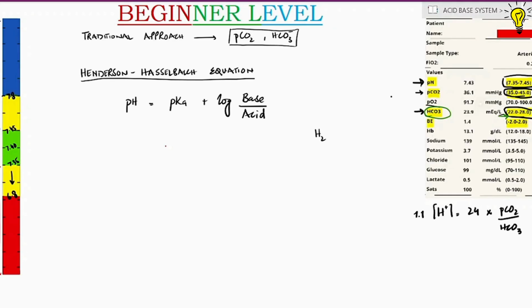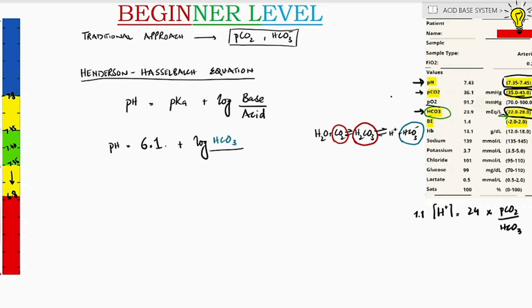So in the carbonic acid buffer system, CO2 is the acid and bicarb on the right side is the base. The pKa of this carbonic acid system is 6.1. So as per the equation now, it is 6.1 plus log of bicarb as base and carbonic acid as acid.